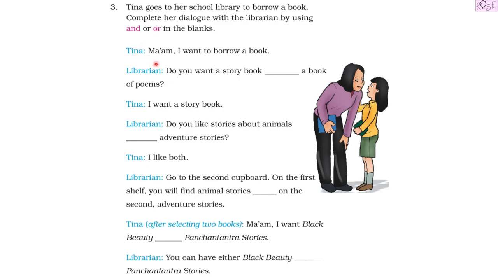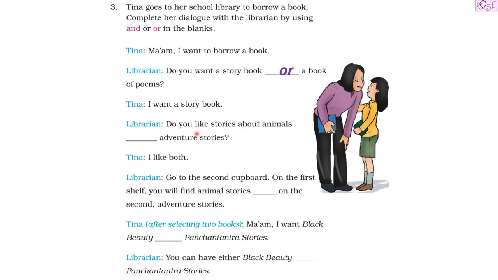Tina says, ma'am, I want to borrow a book. The librarian says, do you want a storybook dash a book of poems? So here the librarian is giving an option to Tina, therefore or will come. Do you want a storybook or a book of poems? The librarian is asking her to choose between them. Therefore we used or.